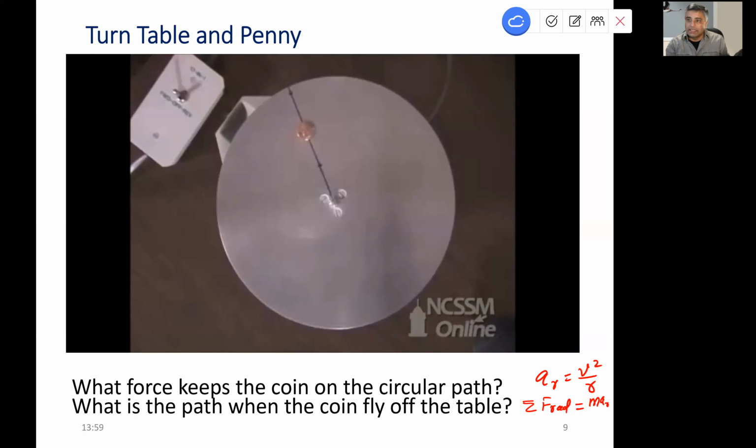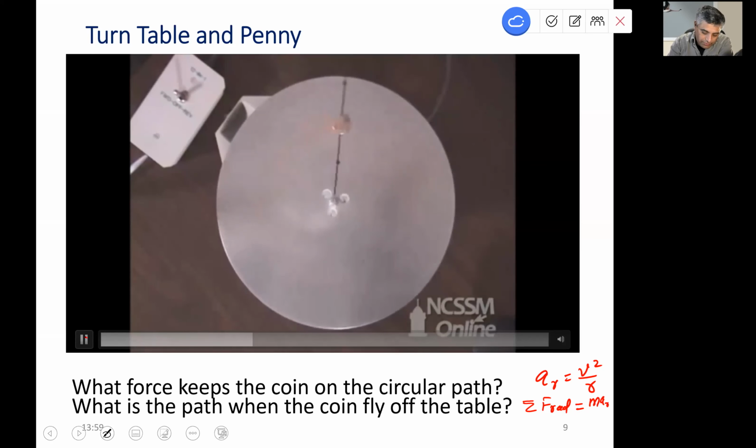So here is one such example. In this video clip here, you see there is a coin sitting there, and to help us visualize, there is a thread. Now it's sitting there.